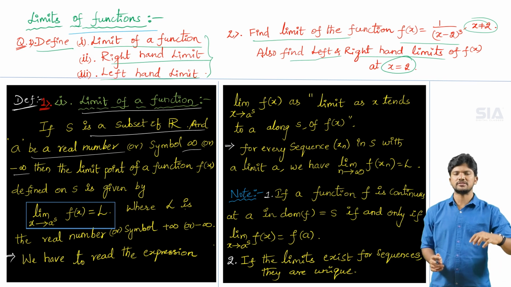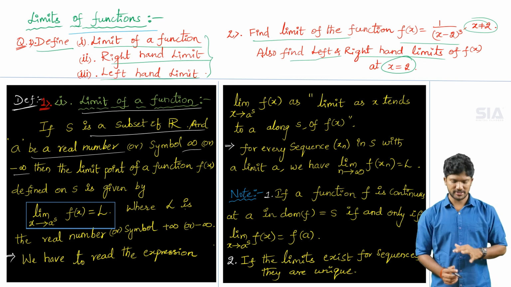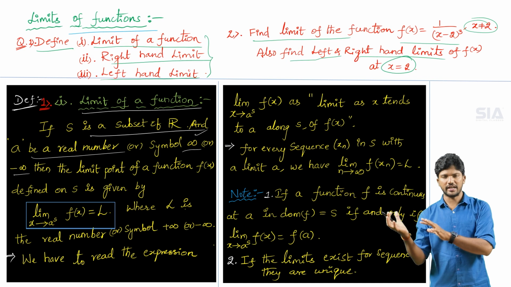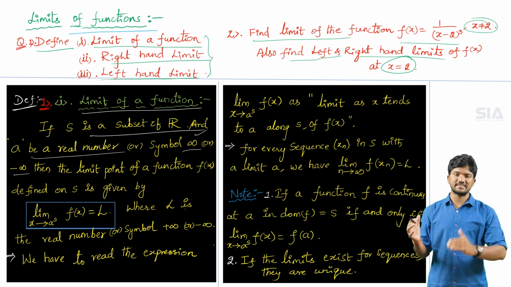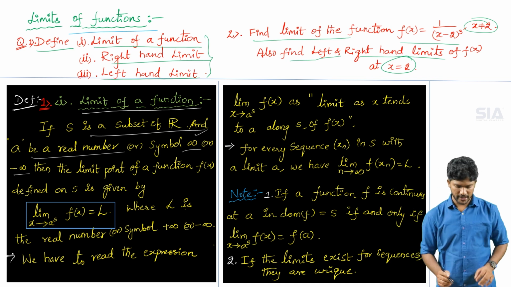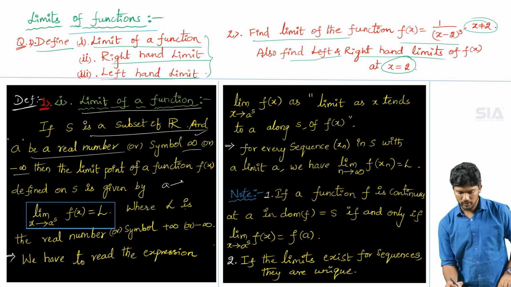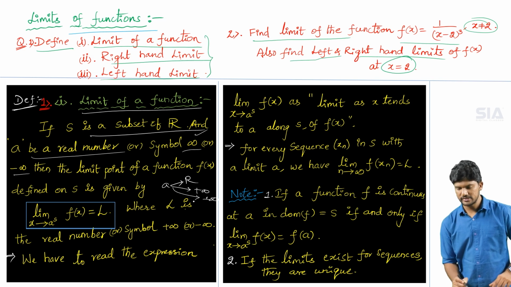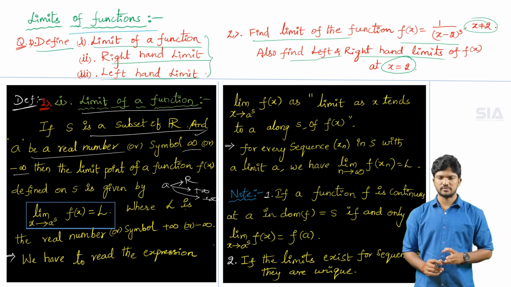That limit sometimes will be a real number. Real number means a finite number, or a symbol. Symbol is nothing but sometimes the function diverges. For that time we have to write plus infinity or minus infinity. That means here for small a we have three options. One is that it might be a real number, and it might be plus infinity or minus infinity. So these are the possibilities for small a.